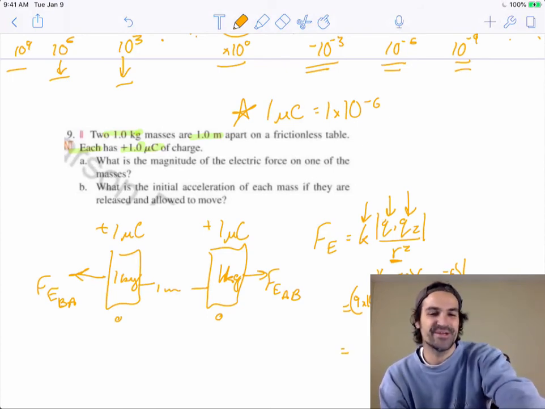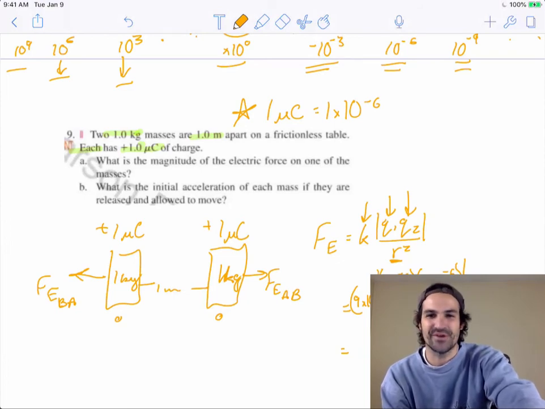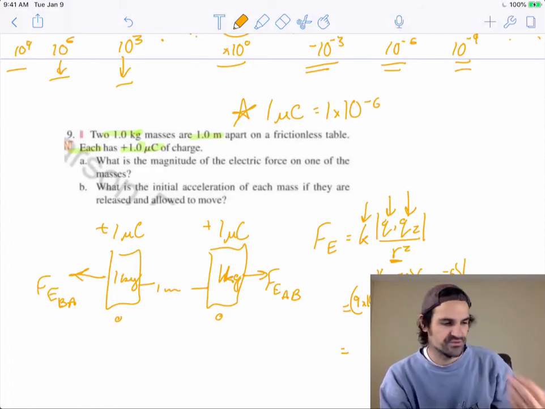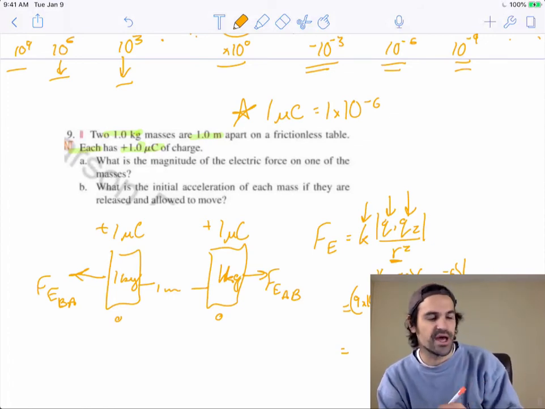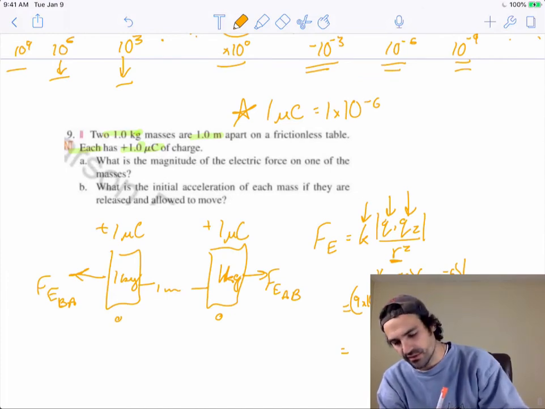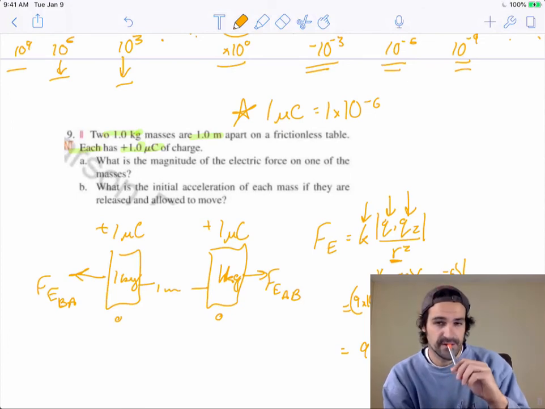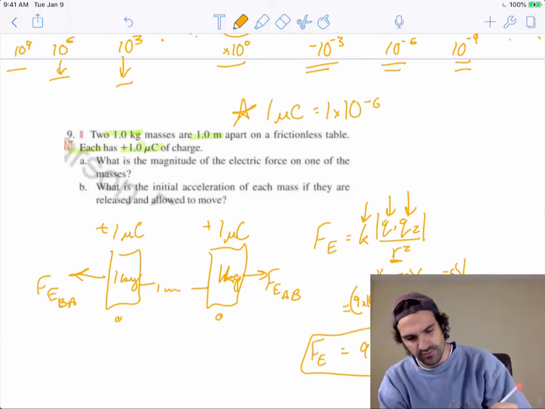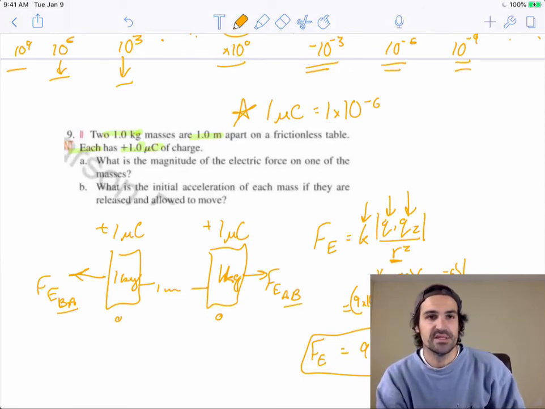So now plugging that into a calculator will yield our final answer if we plug all of our values in, to find that the value of either electric force of either on the other would be 9 times 10 to the negative 3 coulombs. So that is the electric force either of B on A and also of A on B.